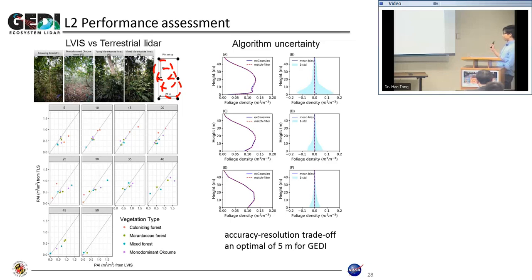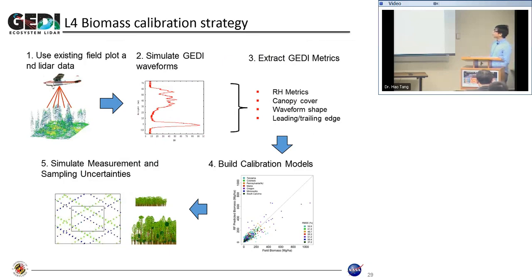So I think from the user's perspective, I would recommend a 5 meter resolution using GEDI data. Level 4 biomass calibration strategy, I will quickly go over this.